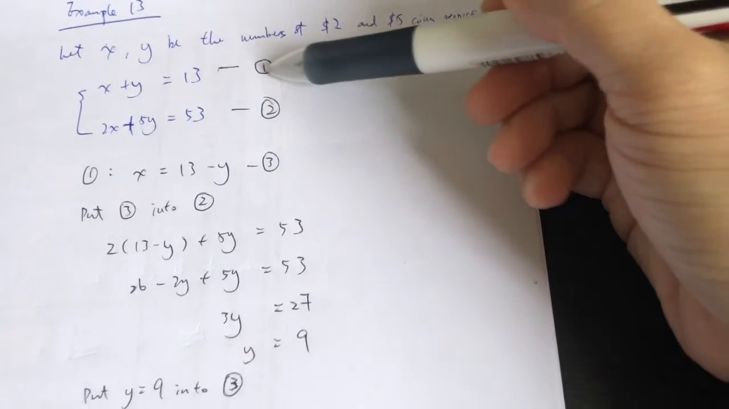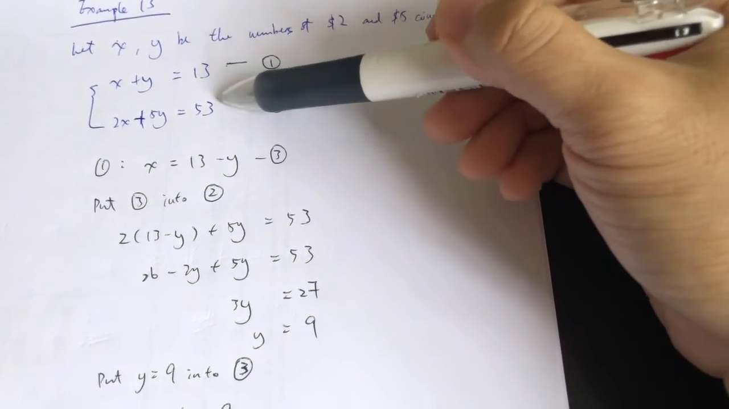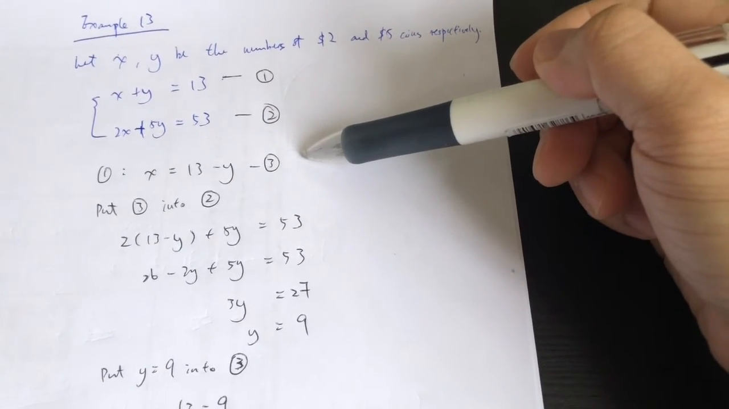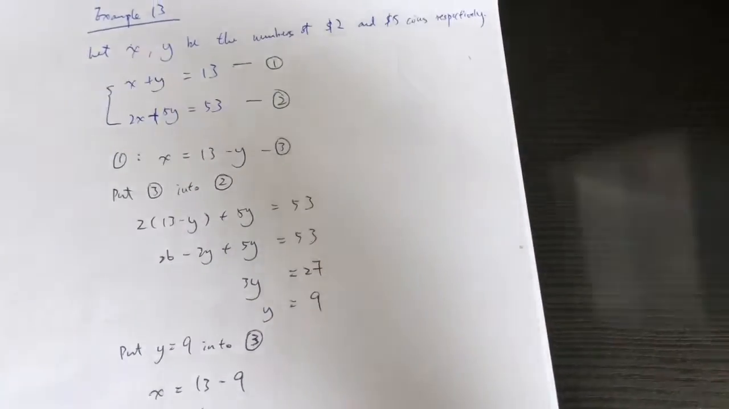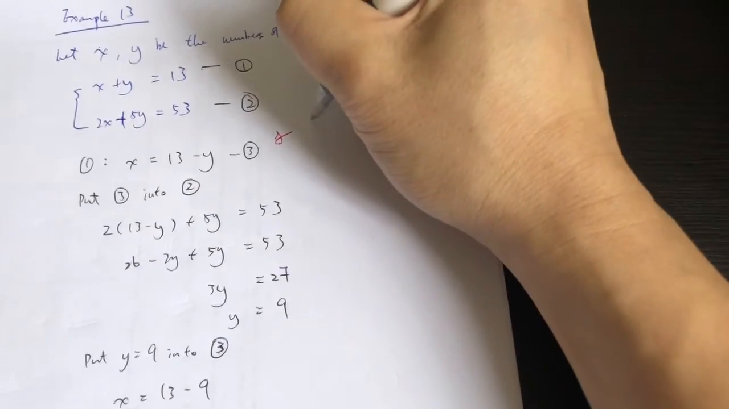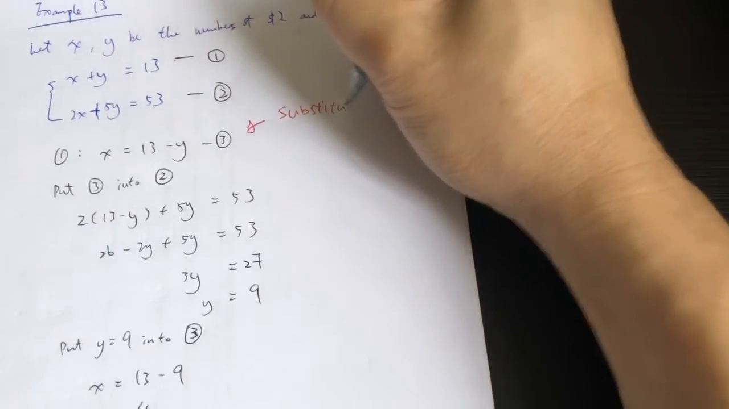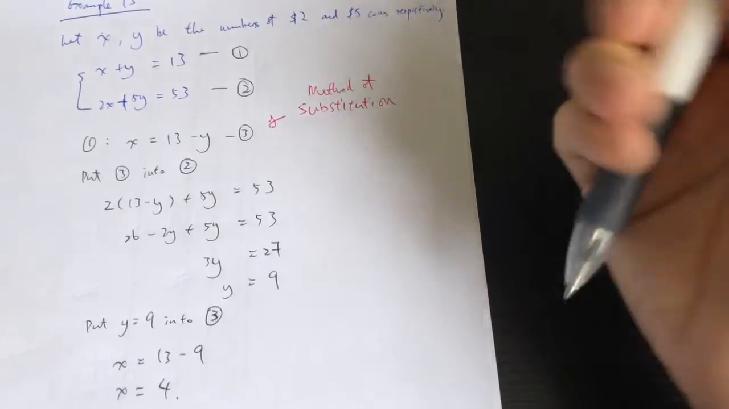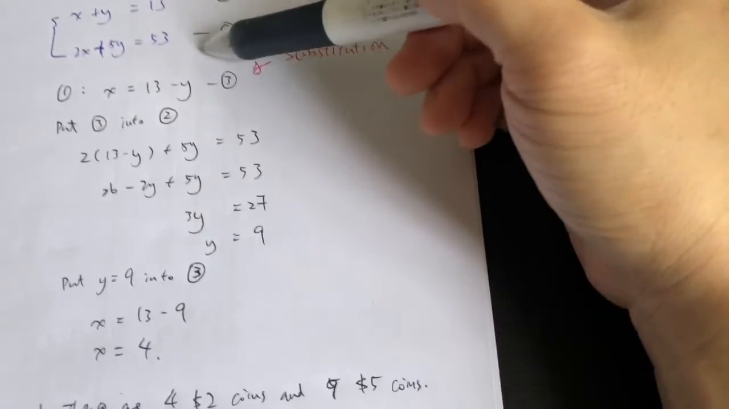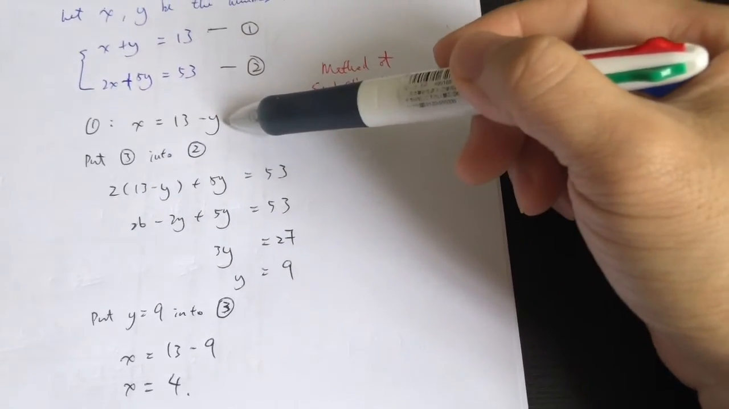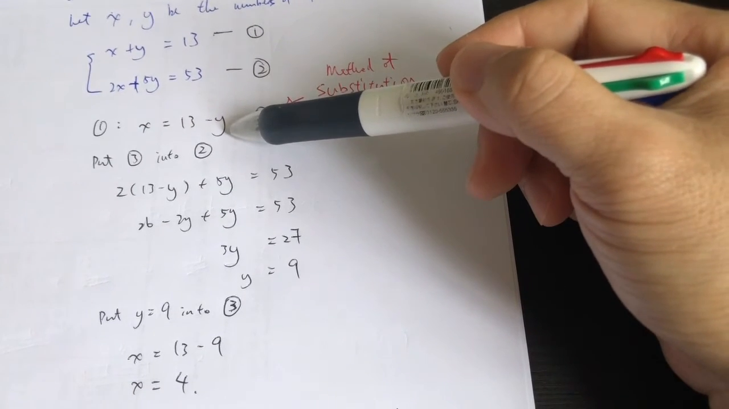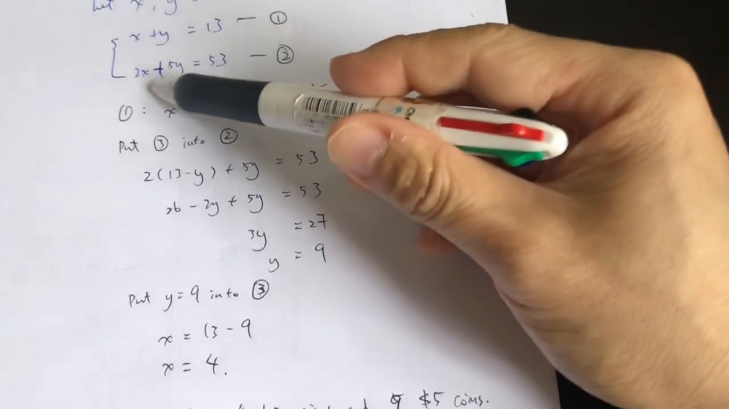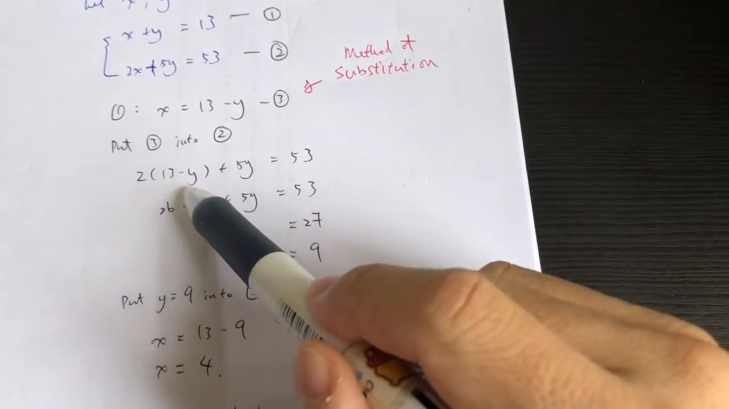Before that, we just set up two equations, right? Then we try to solve by the method of substitution or the method of elimination. In this question, I just try to use the method of substitution. Okay, so I just take equation 1 and change the subject: x equal to 13 minus y. It is equation 3, and then we put equation 3 into equation 2, so x becomes 13 minus y.